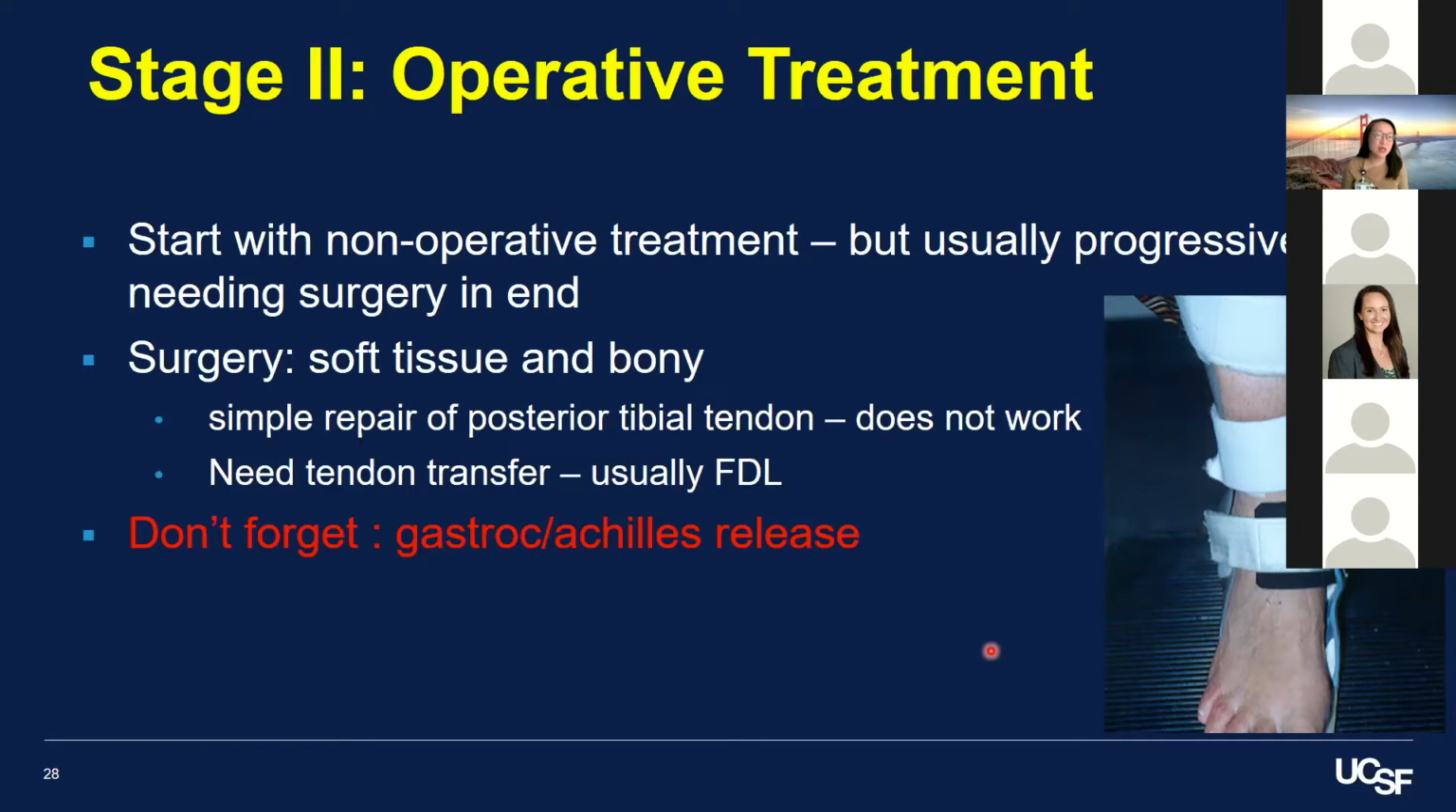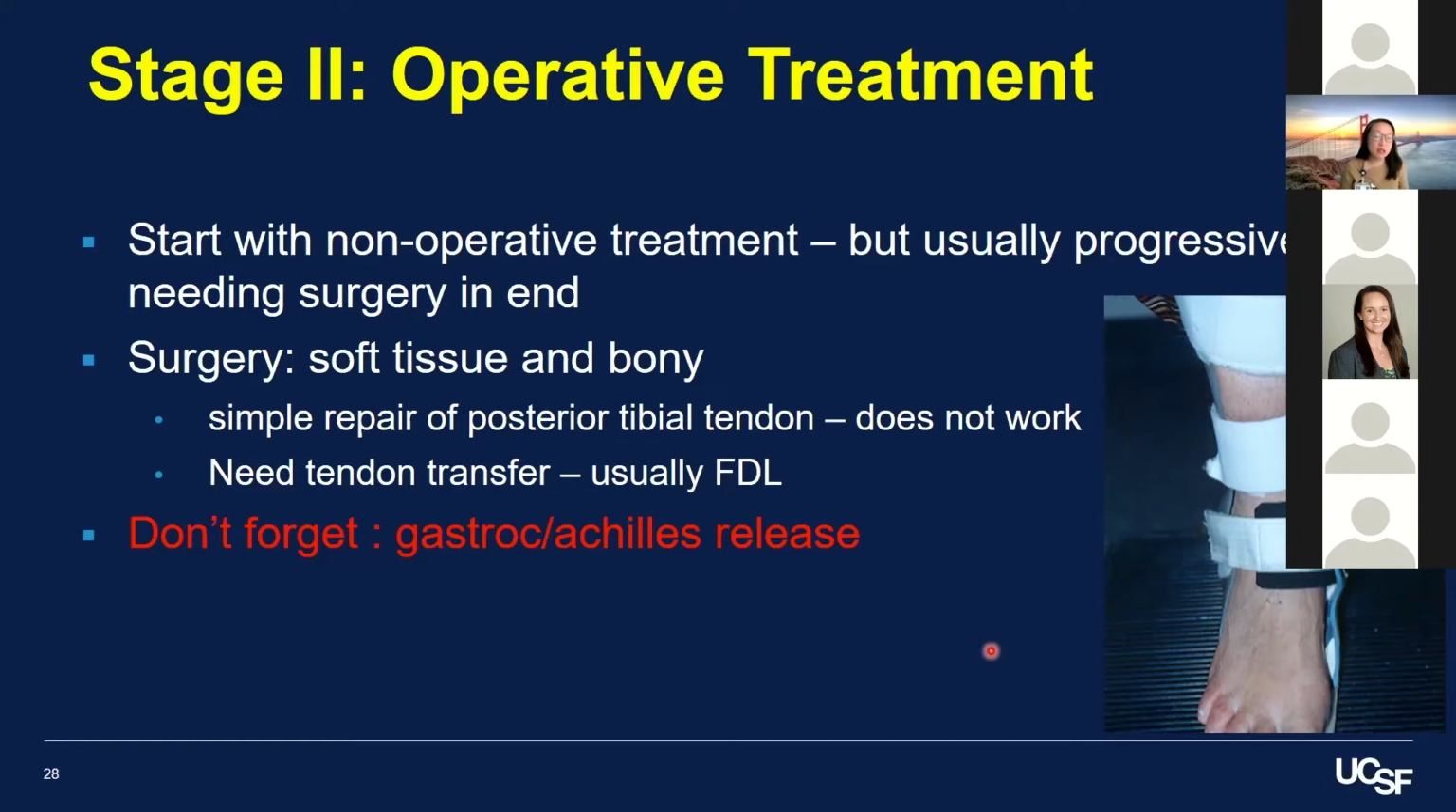And a lot of times the tendon is so stretched out, you can repair it, but it's not going to really improve their deformity. So in addition to a simple repair, you also have to do a tendon transfer. And the easiest tendon that you can transfer is the FDL, because it is literally the next tendon over.